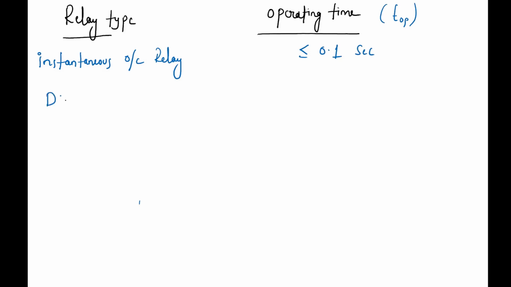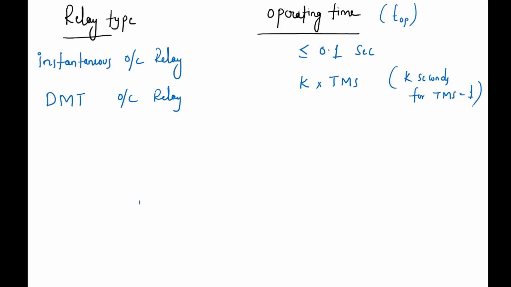For a definite minimum time relay, for a DMT overcurrent relay, what is the operating time? It is a constant. Let the constant operating time be K, multiplied by TMS. That means the operating time is K seconds for TMS equal to 1. Since there is a provision to change the TMS value, if you change it, then the constant operating time of the definite minimum time relay is K into TMS.